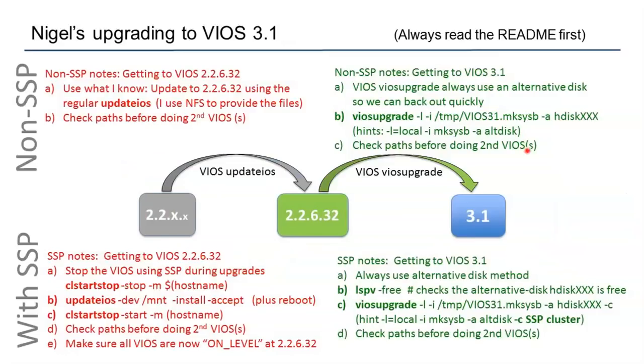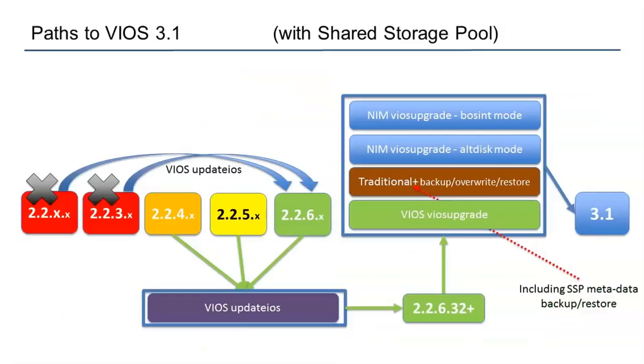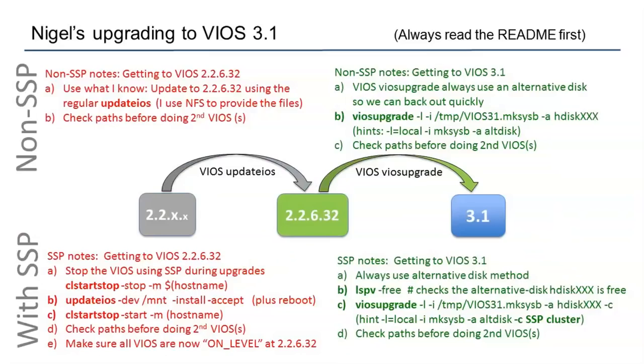Okay, now I'm going to move on. This is my summary of what I recommend everybody does for non-SSP and with SSP. And it's the same process. You upgrade to 226.32, and then you use the VoServer upgrade command. This seems to be the low-hanging fruit, the easy way to do things, and avoid some of the complication with the NIM server we'll come to later on. So that's what I recommend you should do. Of course, you'll have to make up your own mind. And I hit the wrong button, so I'll go forward.